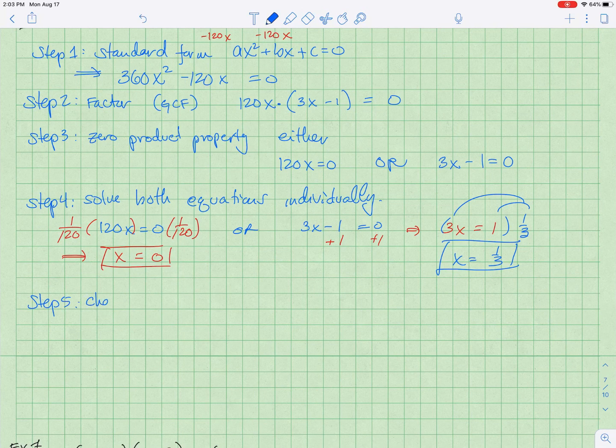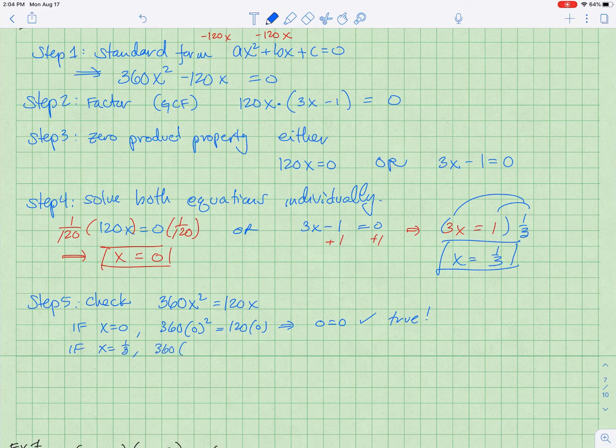Step 5, we're going to check. Our equation was 360x squared is equal to 120x. And if x is 0, 360 times 0 squared equals 120 times 0, which implies that 0 equals 0, which is true.